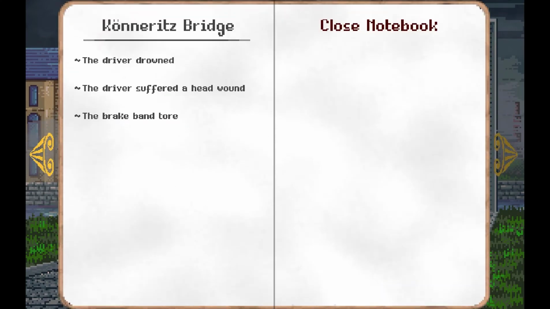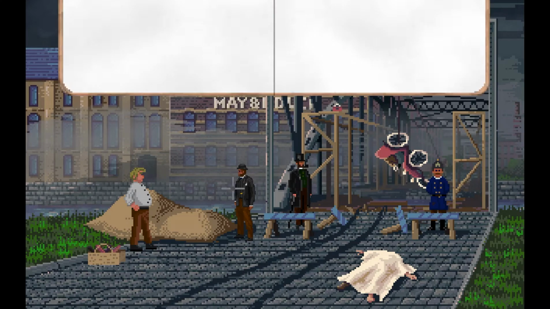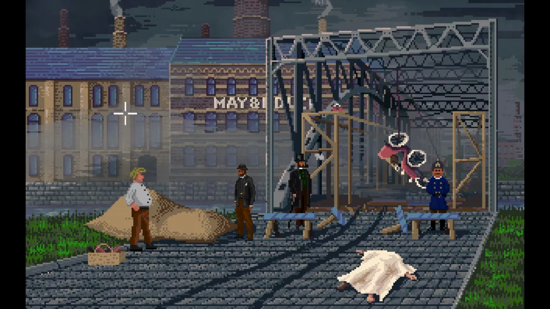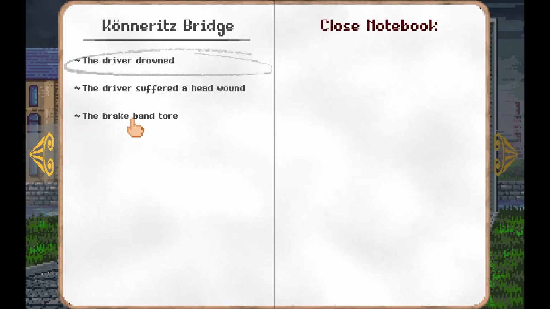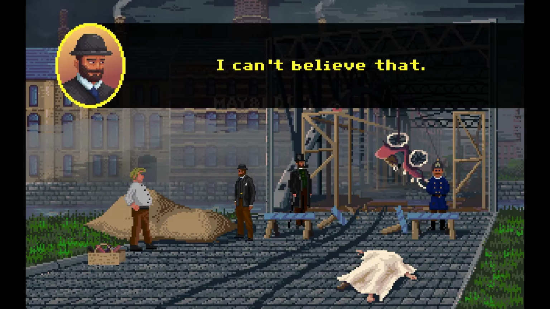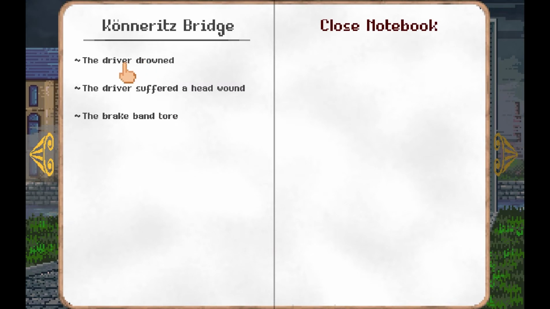Oh, hold on. Why don't we look at our notes? The driver drowned and the driver suffered a head wound. What an extraordinary idea. I was going to say contradiction. It's not really a contradiction, is it? Did that not give you no more thoughts? I don't think so. I can't believe that. Okay, extraordinary, I guess, isn't good. Okay, none of these go together then. Oops, my bad.